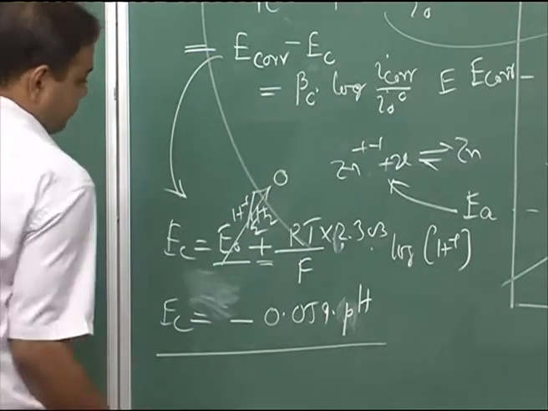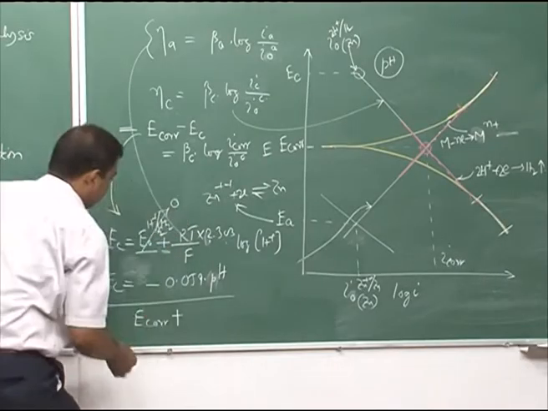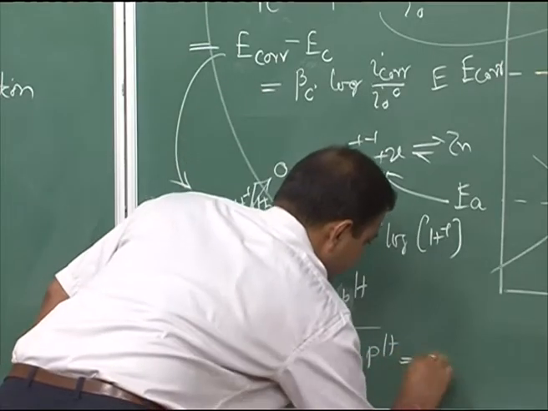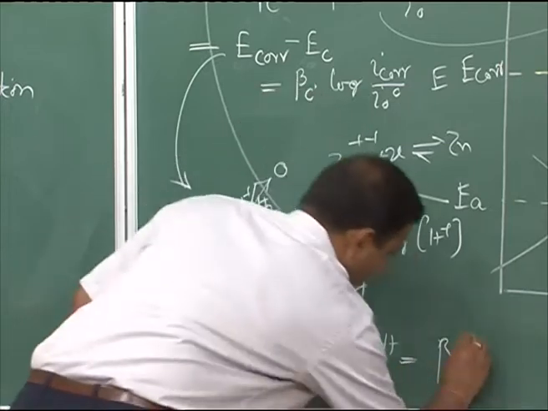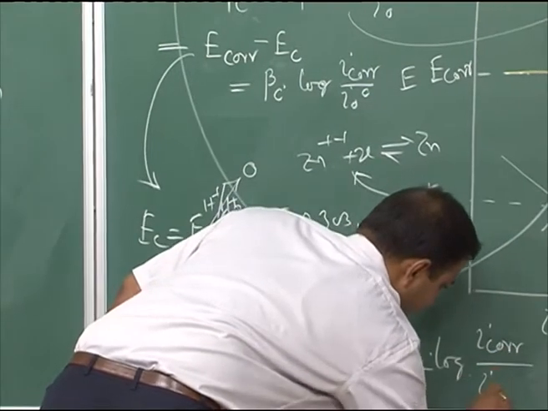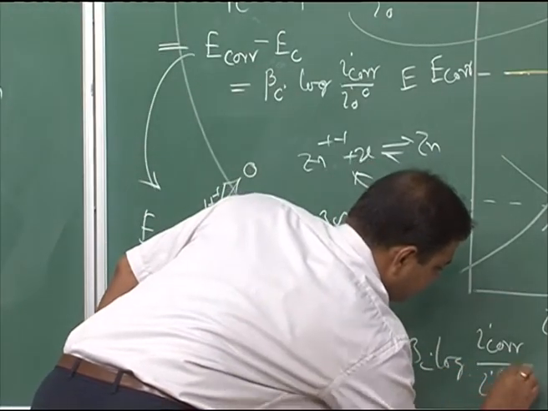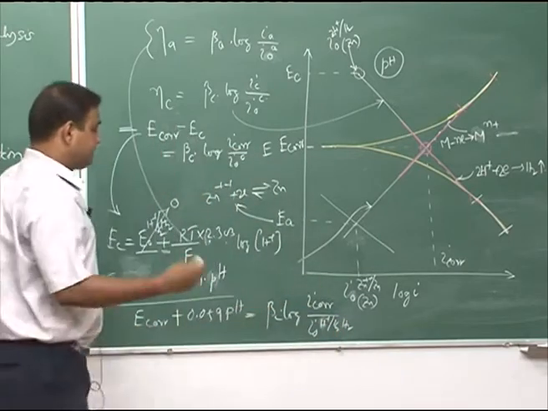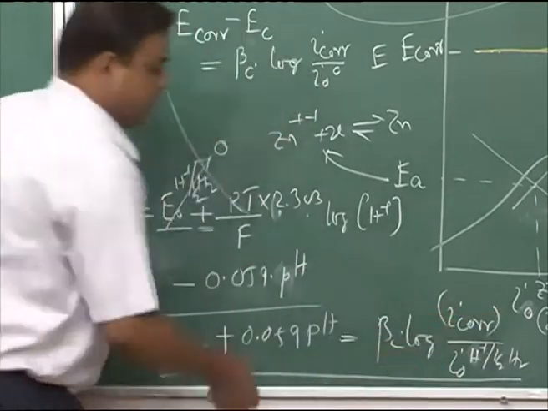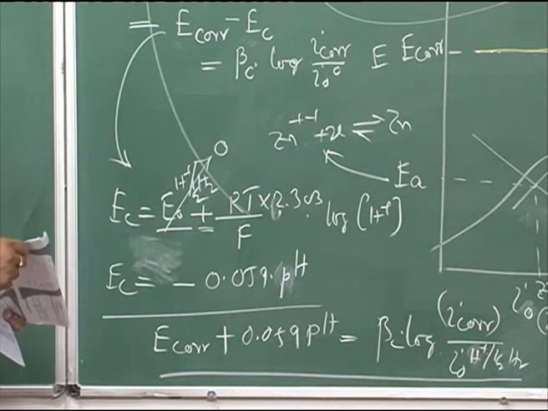We put this here. So, the final equation would become E cor minus, which would become plus 0.059 pH, equal to beta c log of I cor divided by I 0 c, where c in this case is actually H plus, half H 2 or 2 H plus H 2. So, this is the equation. From this we can find out what is I cor, and if we know I cor, we can find out what is the corrosion rate of that metal in that particular solution.